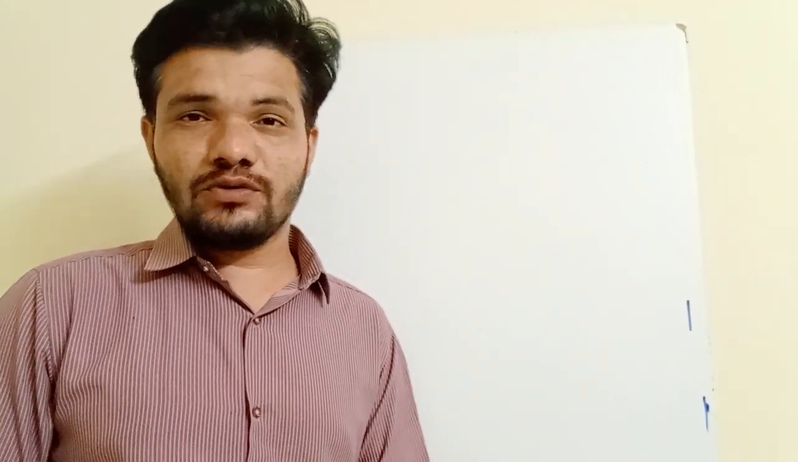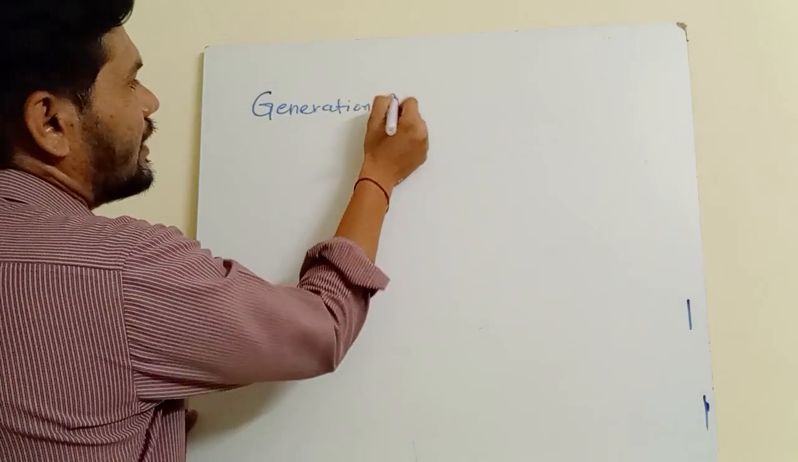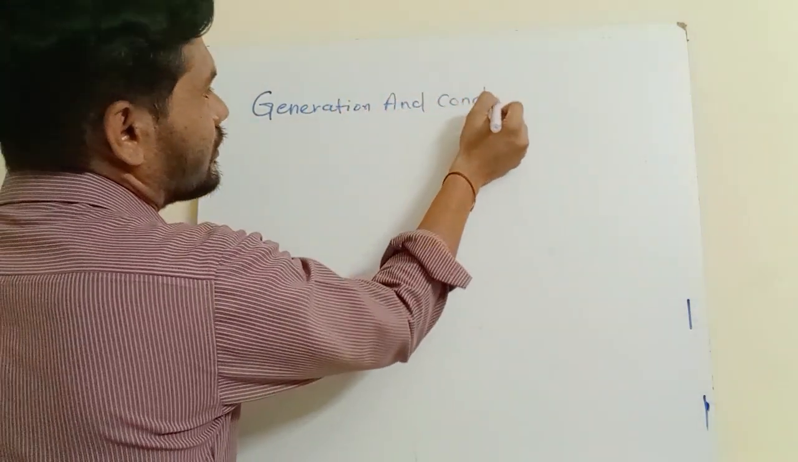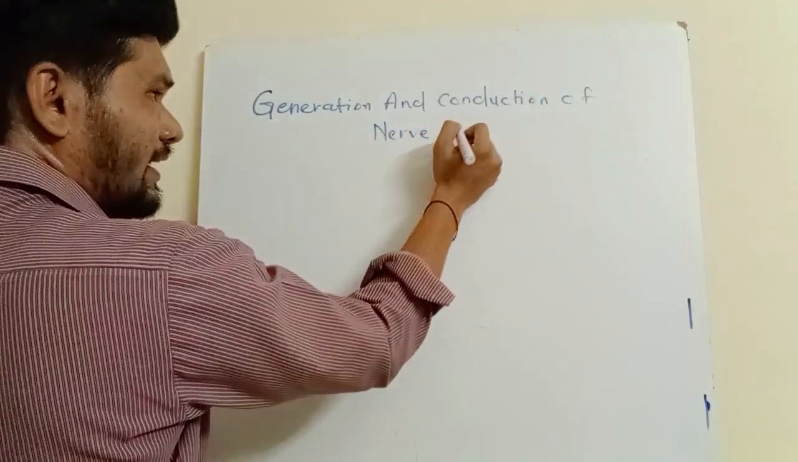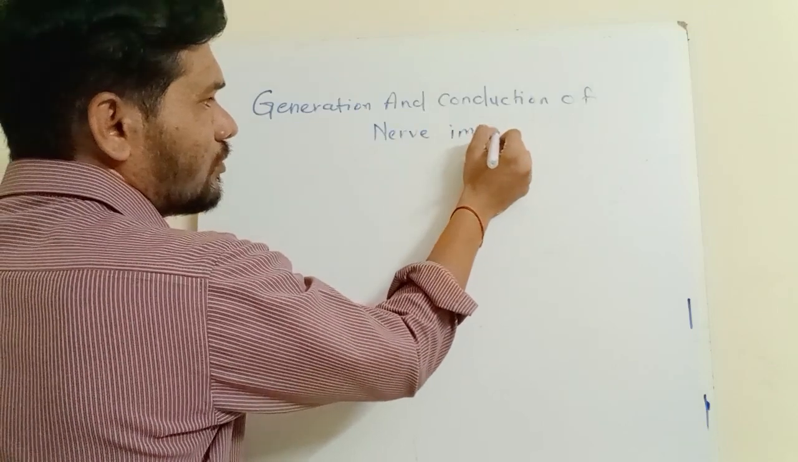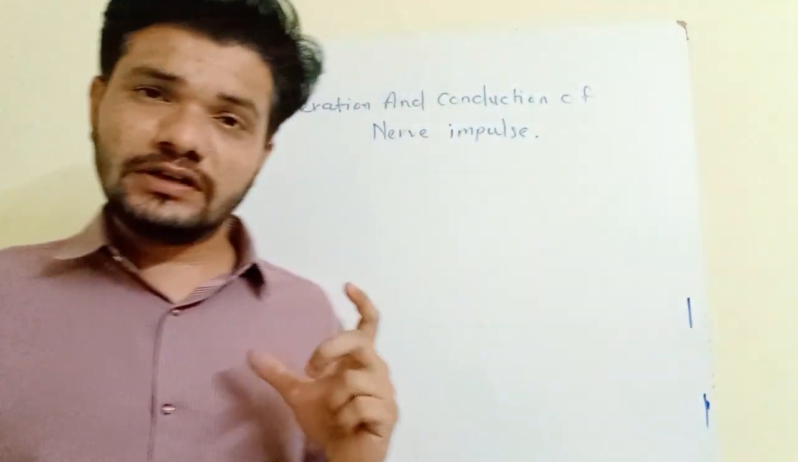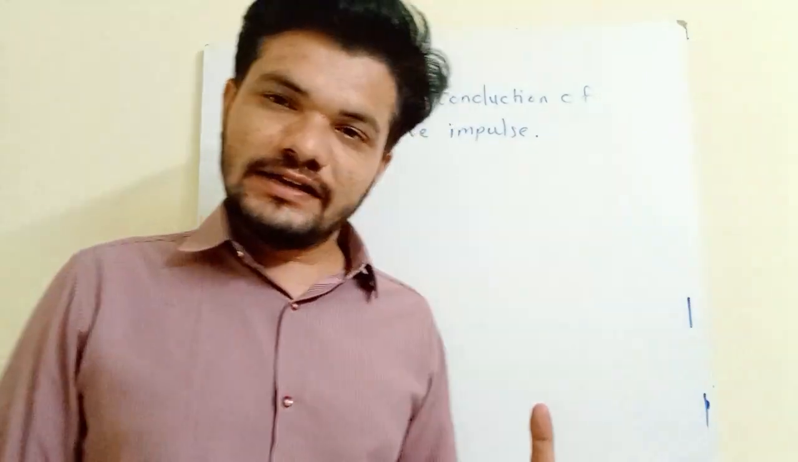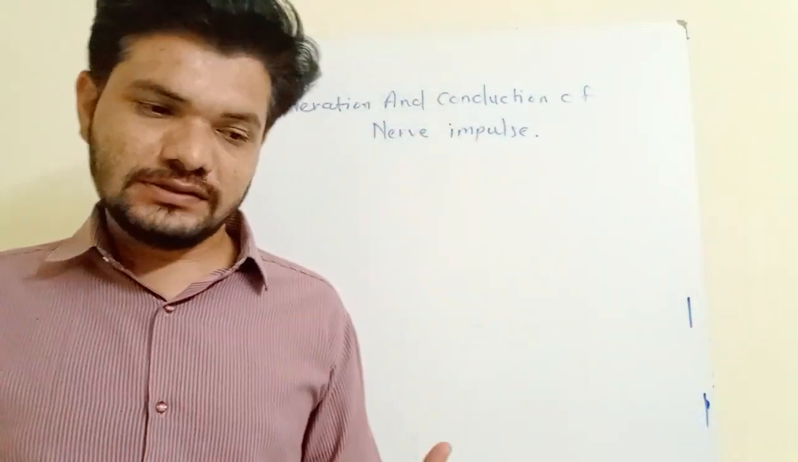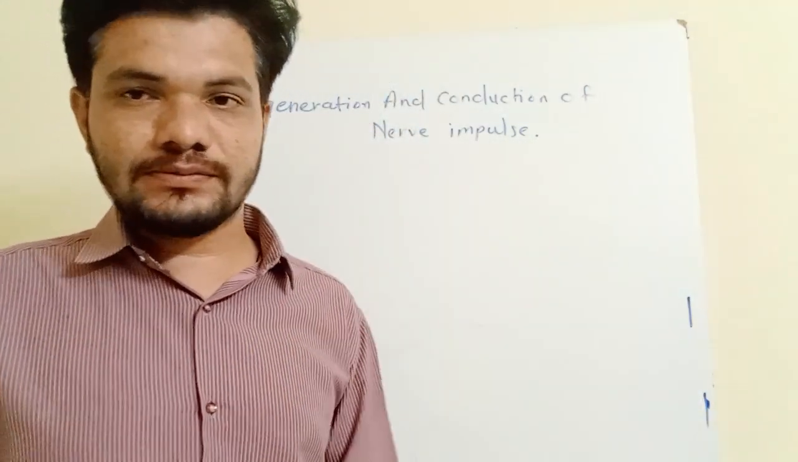Once again, in this video, we are going to talk about the generation and conduction of nerve impulse. It is a very complicated topic and a very important topic of this chapter. So, how the nerve impulse or the stimulus arises in the neuron and how the nerve impulse is generated and conducted, that's what we are going to study in this particular video.